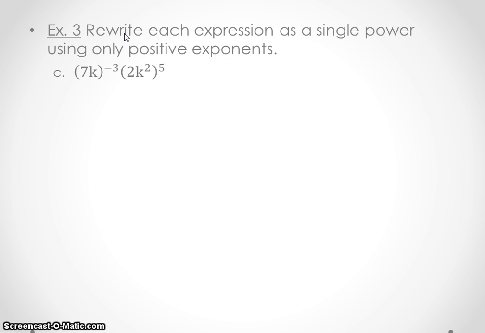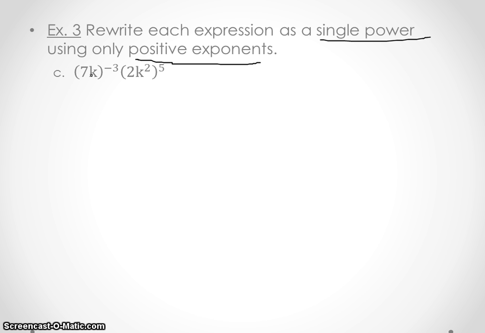Alright, still example 3, so same directions. Rewrite each expression as a single power using only positive exponents. Same thing here, we just have a little bit more complicated of a situation. Like I suggested to you before, I would recommend taking this one single baby step at a time until you get good at these. Then when you get good at these, you can start taking them more at a time. But for now, let's just do it one step at a time.